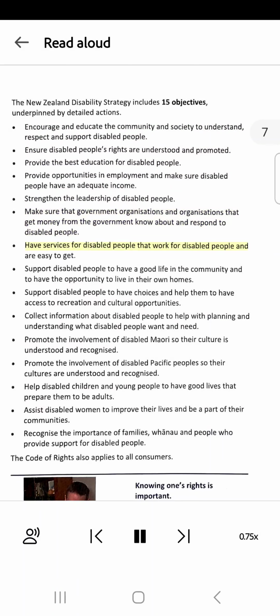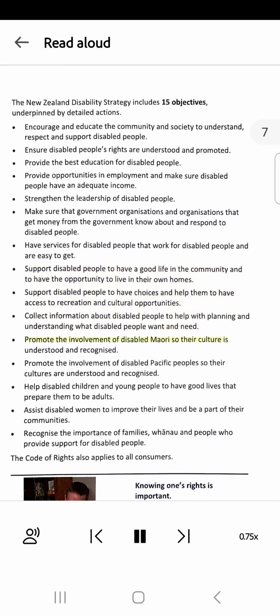Have services for disabled people that work for disabled people and are easy to get. Support disabled people to have a good life in the community and to have the opportunity to live in their own homes. Support disabled people to have choices and help them to have access to recreation and cultural opportunities. Collect information about disabled people to help with planning and understanding what disabled people want and need.